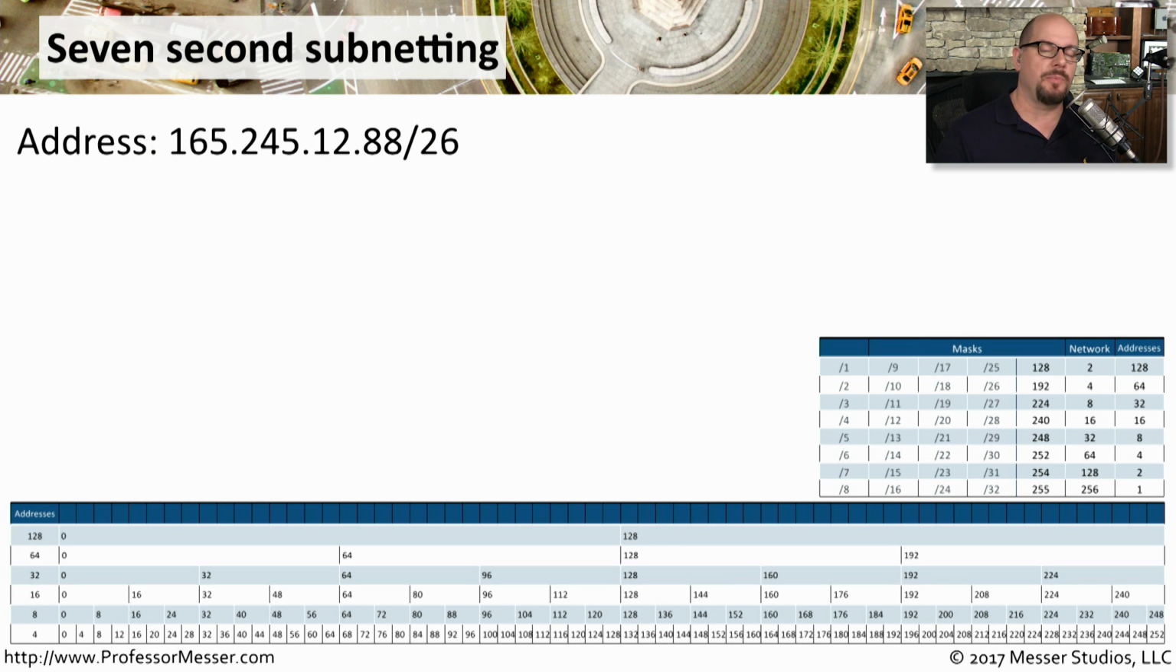Now let's try a subnetting problem that's a little more difficult. This one falls into the fourth octet. It's the same IP address, 165.245.12.88, but on this network, this particular device is on a subnet /26. Let's perform exactly the same process and see how quickly we can calculate the results.